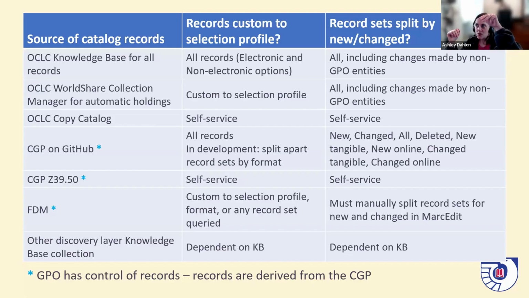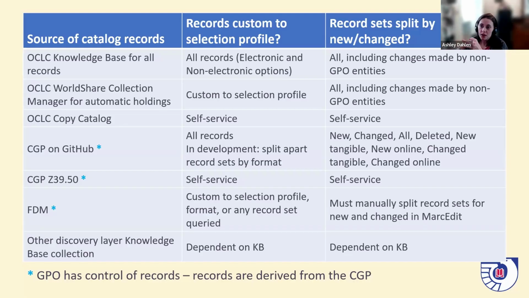The first hiccup is knowing whether or not you can get the records based on the selection profile, yes or no. And the second consideration is whether or not you need the records split out by new and changed catalog records. So I laid it all out here. I would say the main thing to take away is that you see there are 3 blue asterisks. Those are the CGP records.